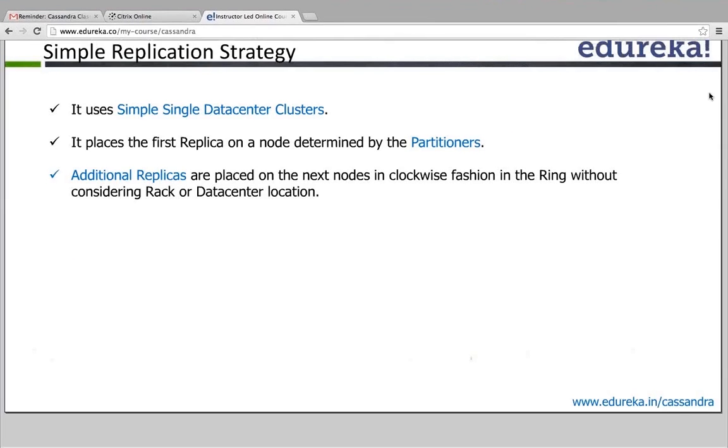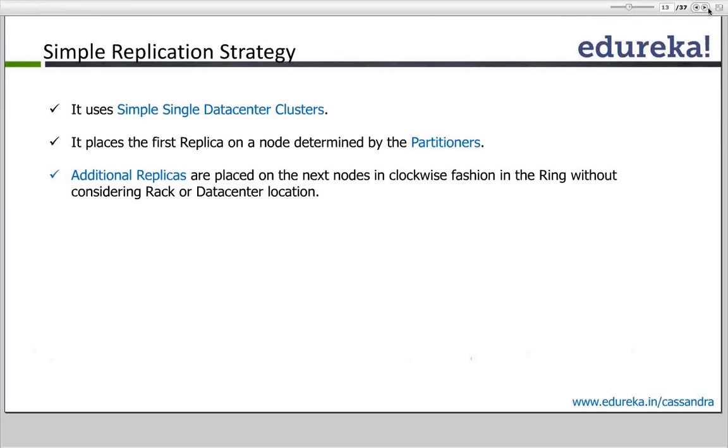Okay, so when we install a cluster, we always talk about nodes arranged in the form of a ring. So the simple replication strategy says that when I'm traveling in my ring in the clockwise fashion, whichever node I find immediately next to me will be used as my first replica, and then the subsequent node will be used as my second replica. So I'm always traveling in the clockwise direction.